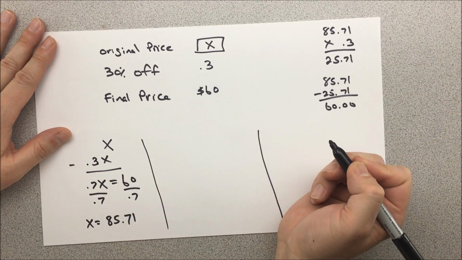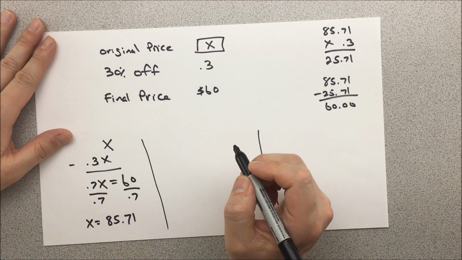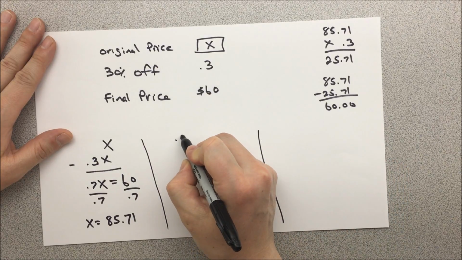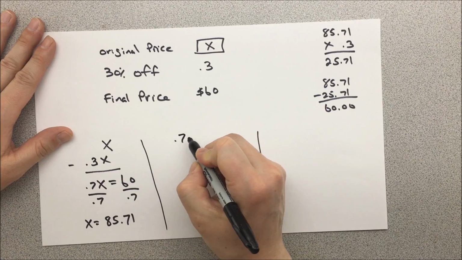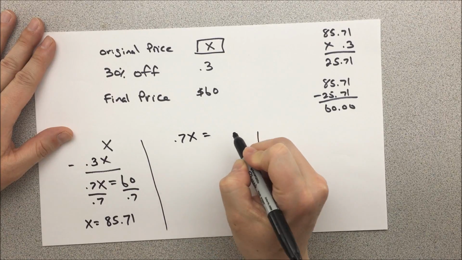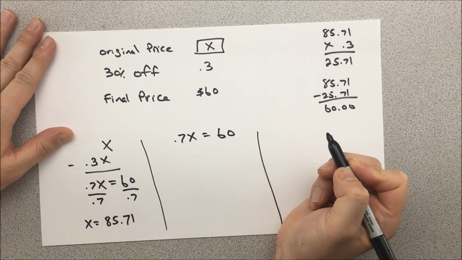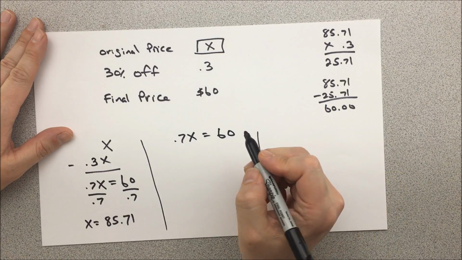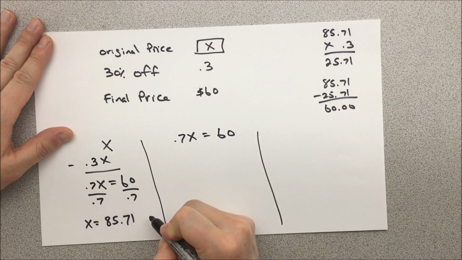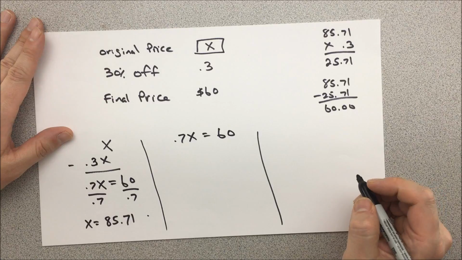Another way that your child can solve this problem is to understand that multiplying by 0.7 is the same thing as a 30% discount. You take the original price, and again, you can set it equal to the final price, which is $60, solve for this variable, and you get this 85.71.